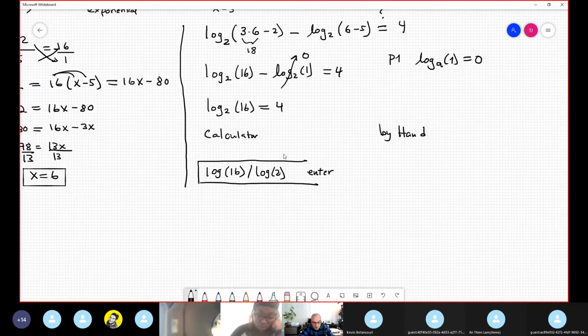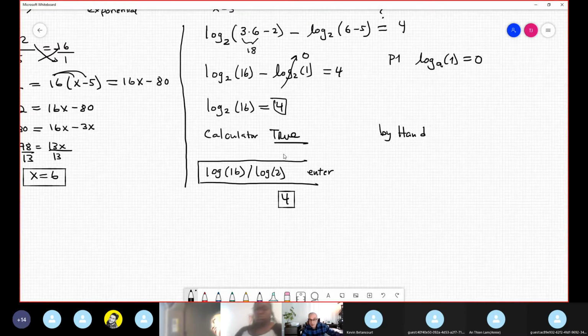Let me try to do it in my own calculator. Clear display, log 16 divided by log of 2. Yeah, it gives you 4. Exactly, 4. It's the conclusion, confirmation. 4 is this 4. This statement is true, no problem. Suppose the student has no calculator, but you need to have a calculator to pass this class.